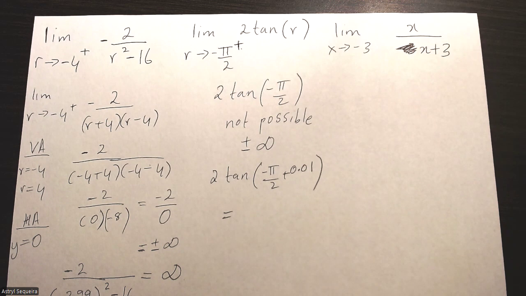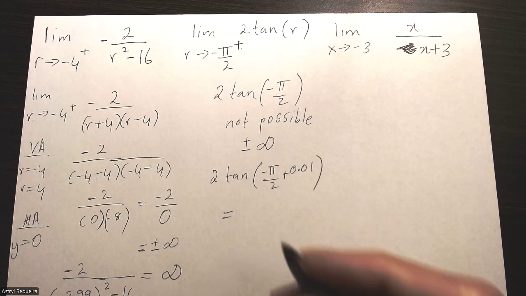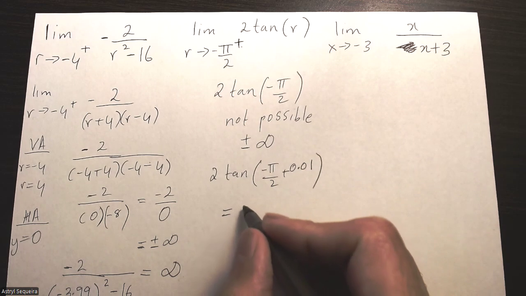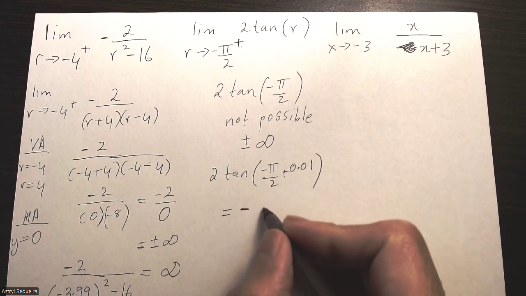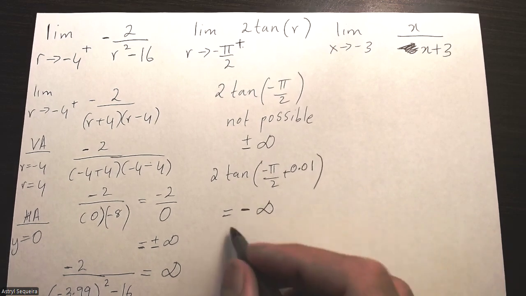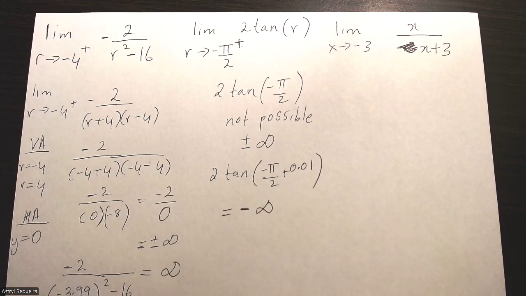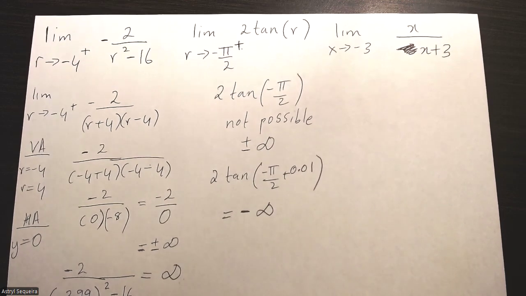If I put this in my calculator, I get negative 199.99, basically negative 200. So that is approximately negative infinity. So I know my limit for this question is going to be negative infinity. But let's do our graph, double check that in our tan graph.